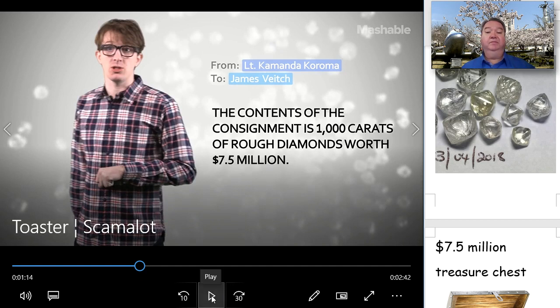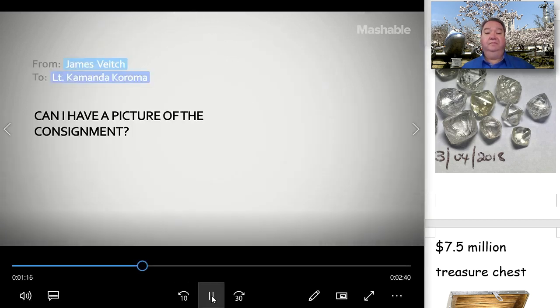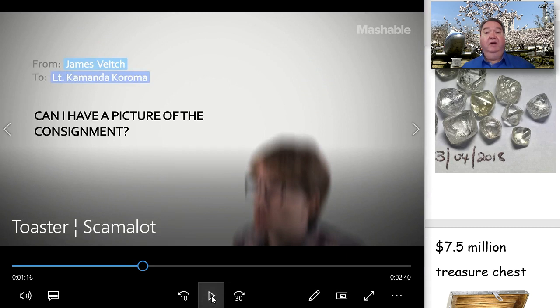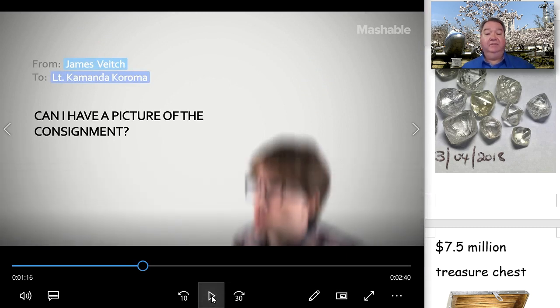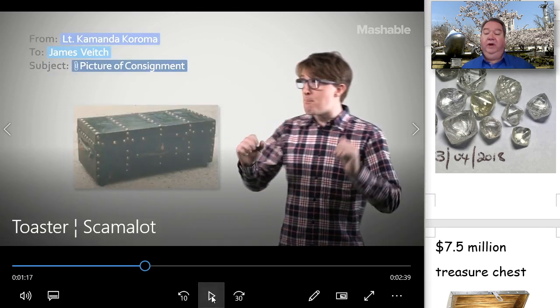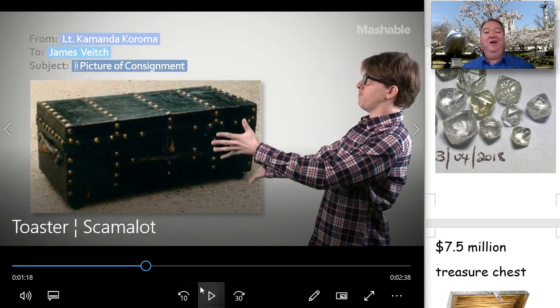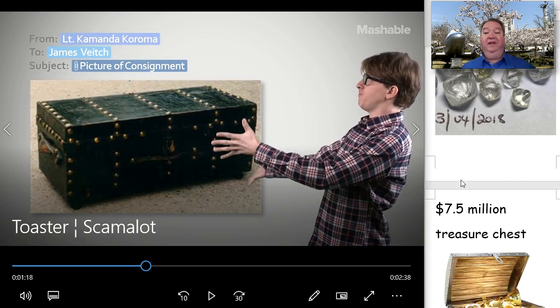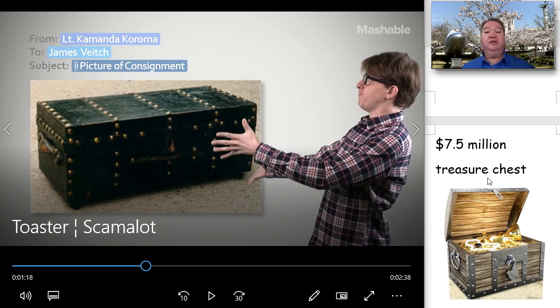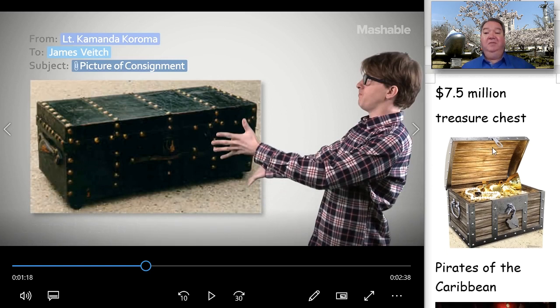So that's pretty valuable. I said, can I have a picture of the consignment? Can I see the diamonds? Well, yes, I can. Well, of course you can. Boom! And here's what they sent him. Was just a picture of a box, a chest. It looks kind of like a treasure chest, like you might see pirates have or something.